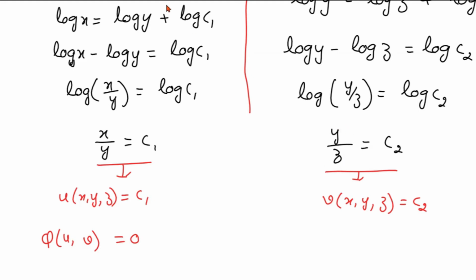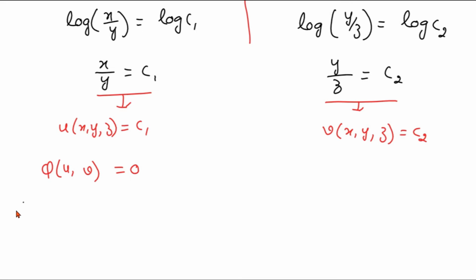So therefore, if I write down the solution now, the solution is: u value, that is the left hand side value, will be x by y, comma, v value, that is this left hand side value, it is y by z, is equals to 0. So this will be the required solution.